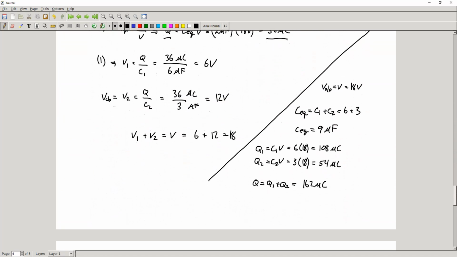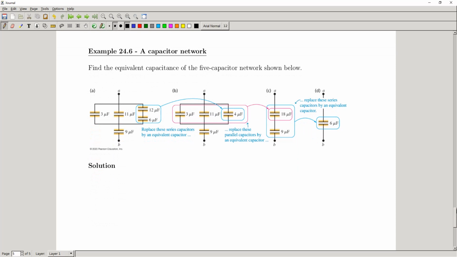Okay, so now let's actually move on to example 24.6, and what we're looking at here is combining this set of 5 different capacitors, which are all hooked up in a different way. We want to break it down to a single capacitor that's going to give us the equivalent capacitance of all of these capacitors separately, right? So let's go through and see how we jump from diagram A to diagram B to C and then finally to D.